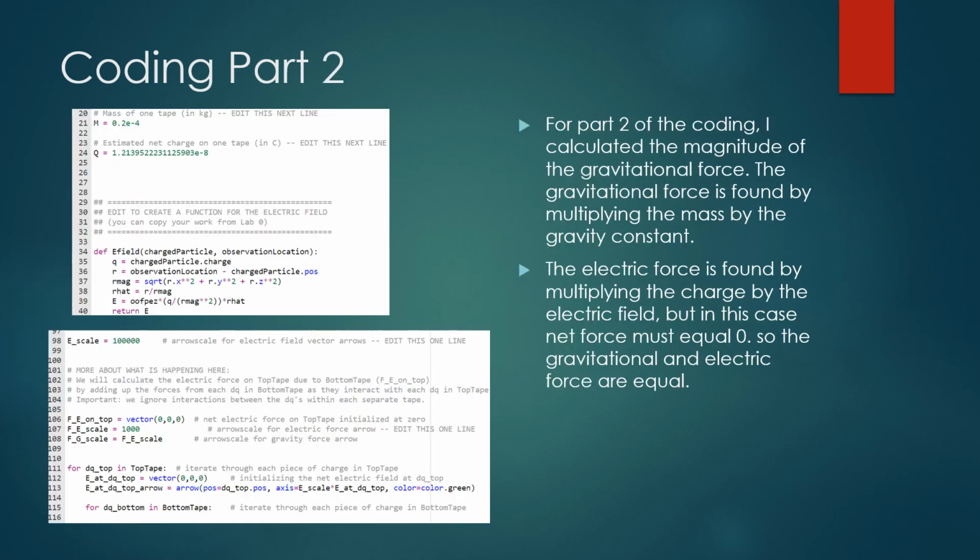For part two, this is where I found the magnitude of the forces. Again, the magnitude of the gravitational force was just mass of the tape times gravity. I also know that since the net force of the system was 0, basically the electrical force was just the absolute value of the gravitational force. I mean, excuse me, that was how I was able to find the electric force, because they're equal, because it's equal to the gravitational force.